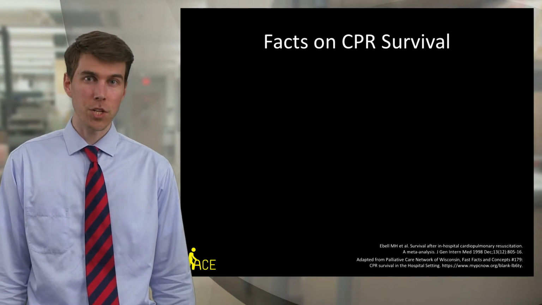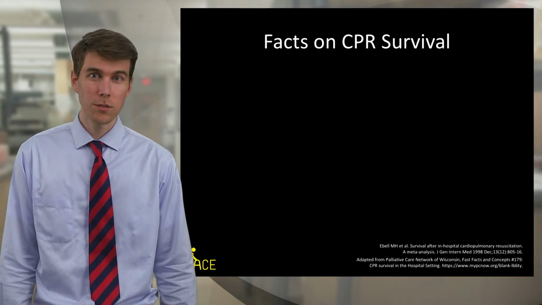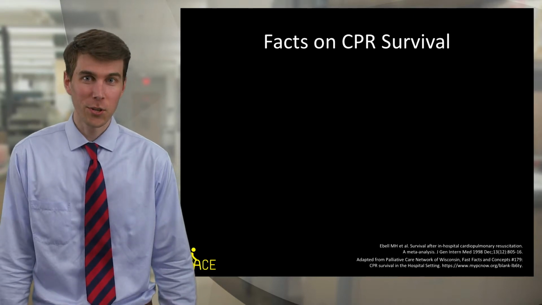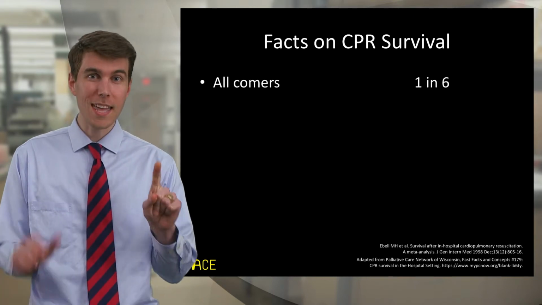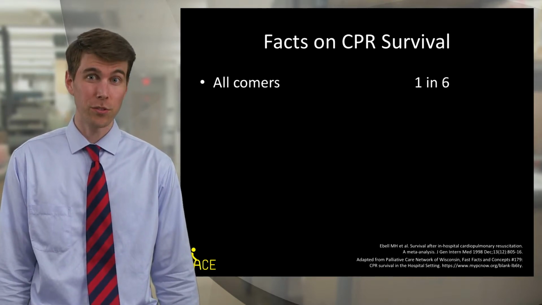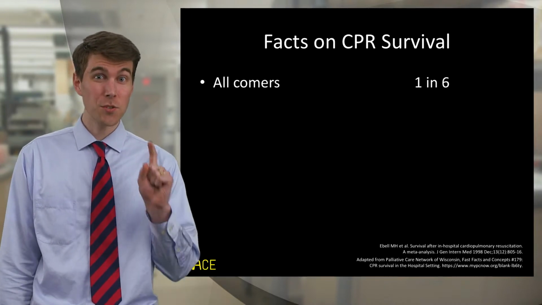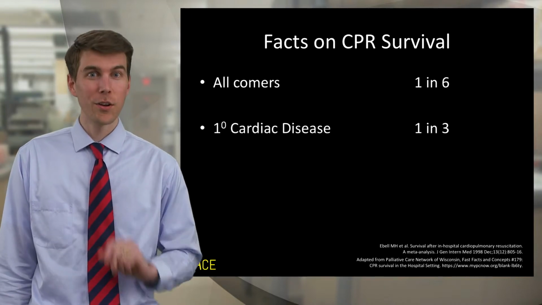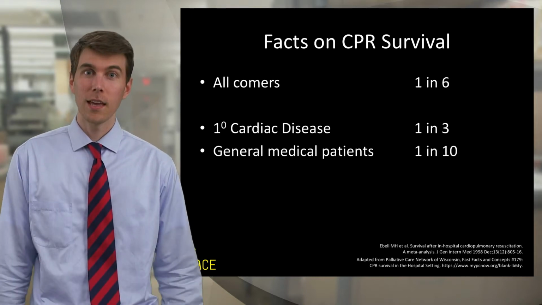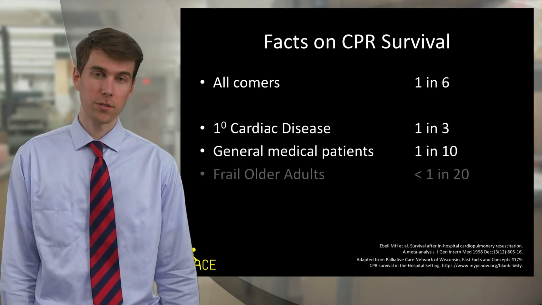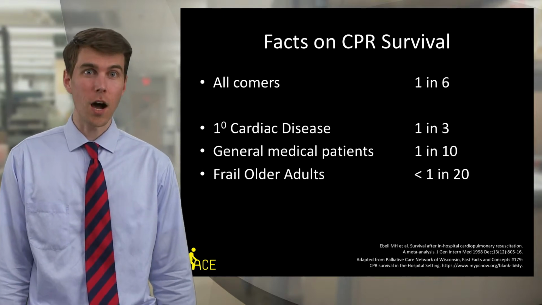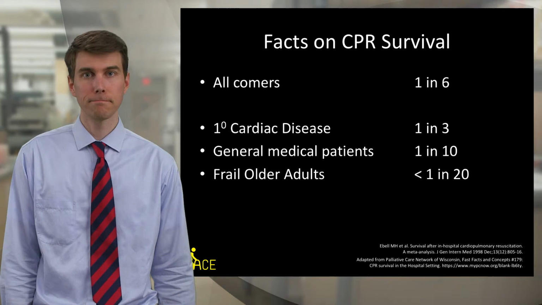Patients often want information on how likely they are to survive CPR, so it's important to have some of these stats at your fingertips. For all comers who suffer cardiac arrest in the hospital, 1 in 6 will survive to discharge. For those who arrest from a primary cardiac disease like a ventricular arrhythmia, survival to discharge is actually as high as 1 in 3. But for general medical patients, that estimate is closer to 1 in 10. And in frail older adults, it's even worse, less than 1 in 20. And those who survive often suffer cognitive or physical impairment and disability.